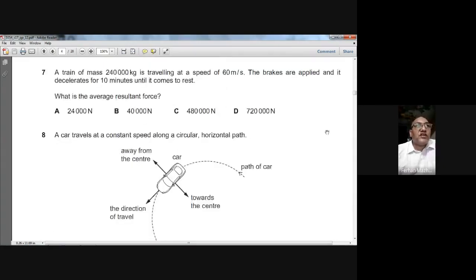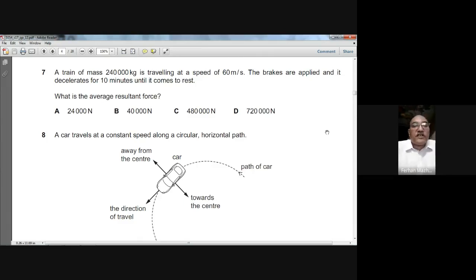Question number 7. A train of mass 240,000 kg is traveling at a speed of 60 meters per second. The brakes are applied and it decelerates for 10 minutes until it comes to rest. What is the average resultant force?